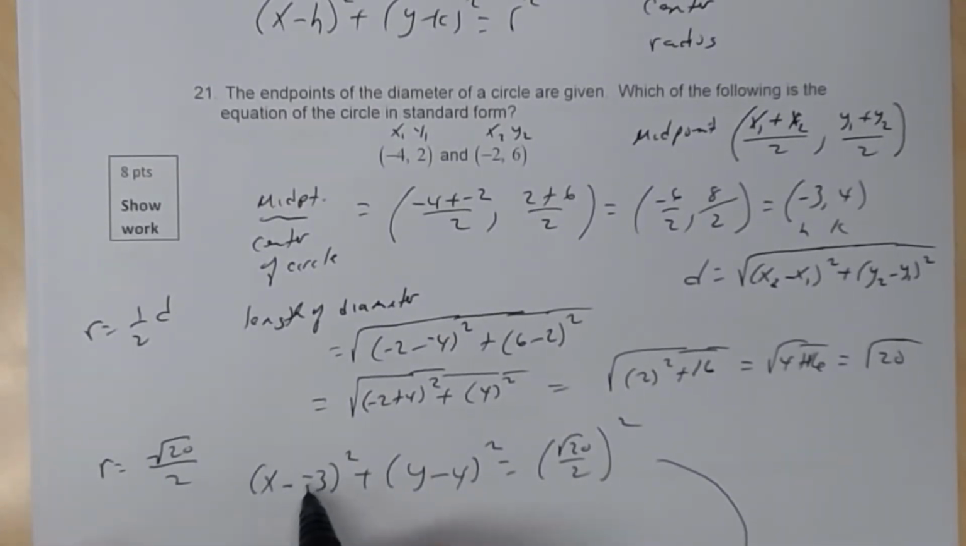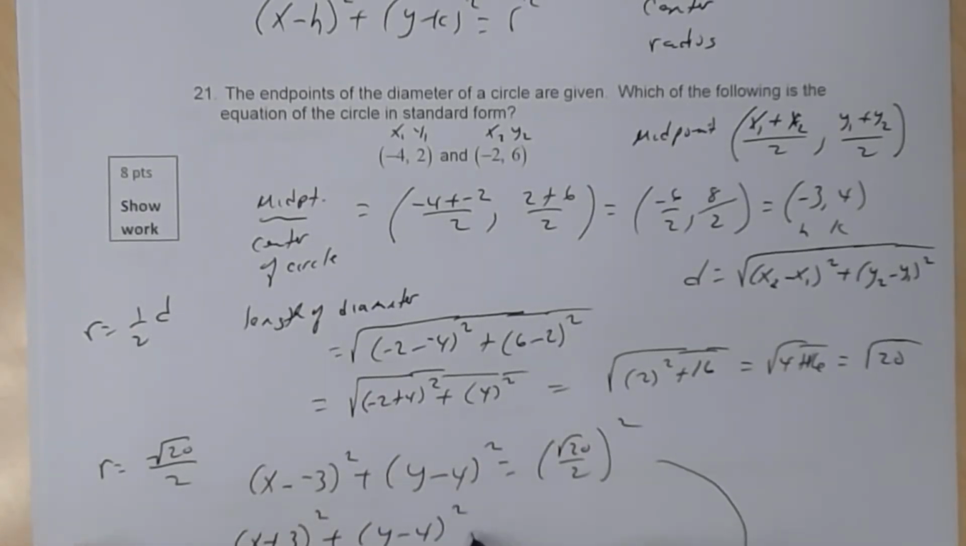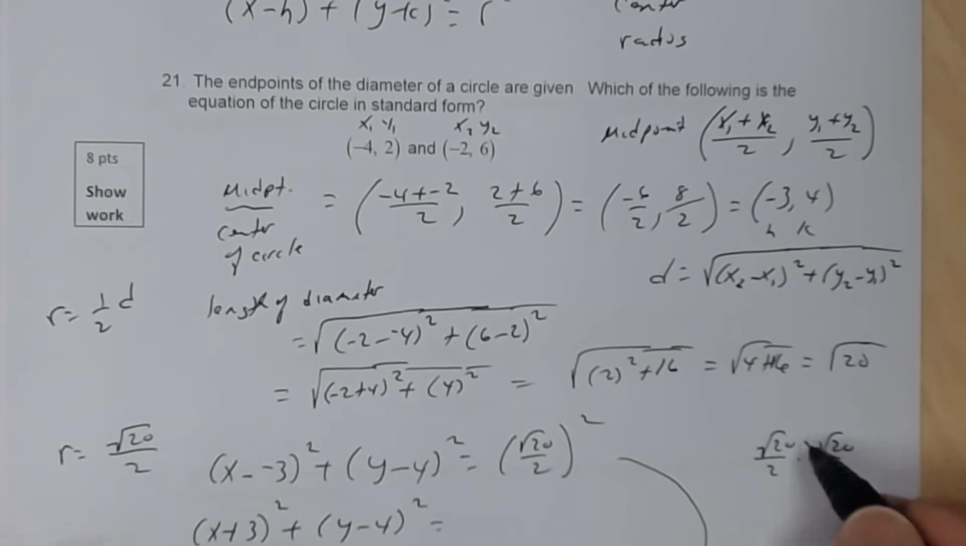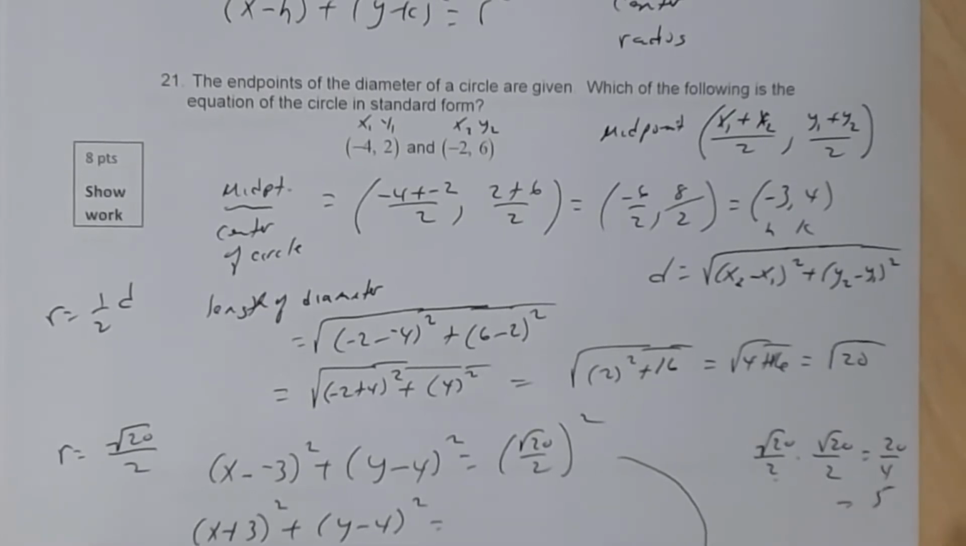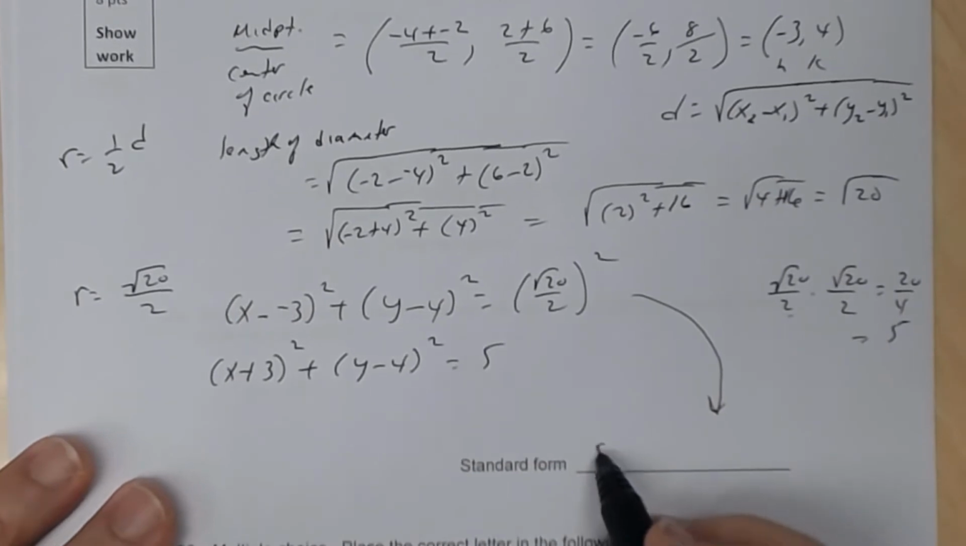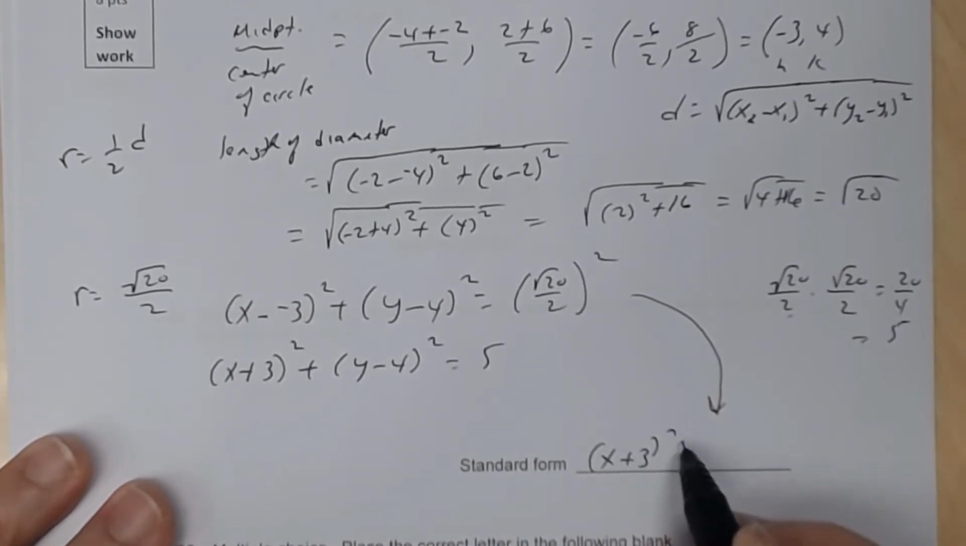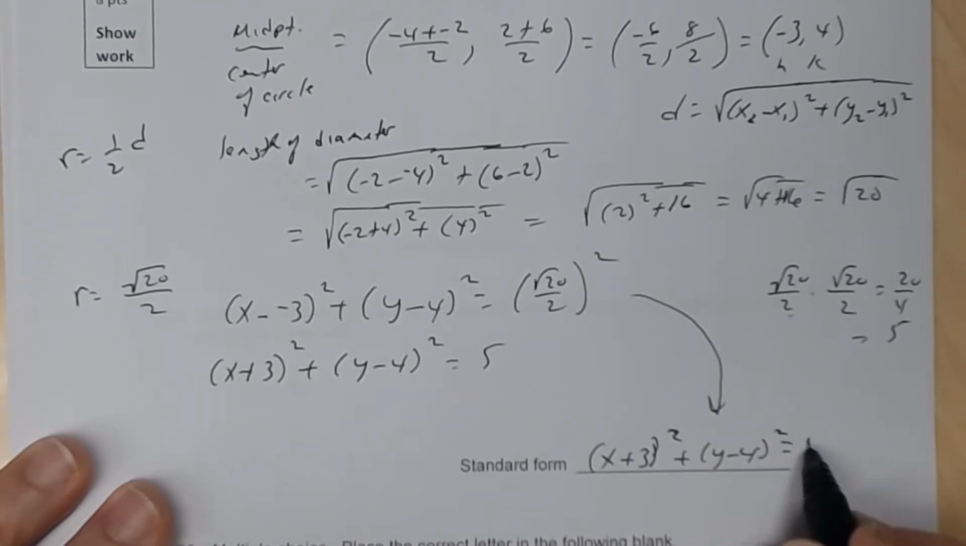So x subtract -3, remember, is x plus 3. You have to write it like that. Plus y minus 4 squared equals, and then over here, there's the square root of 20 divided by 2 times itself. That's what that means. So the square root of 20 times the square root of 20 is 20. 2 times 2 is 4, and 20 divided by 4 is 5. So it becomes 5, and that's what you put in the blank. So x plus 3 squared plus y minus 4 squared equals 5.